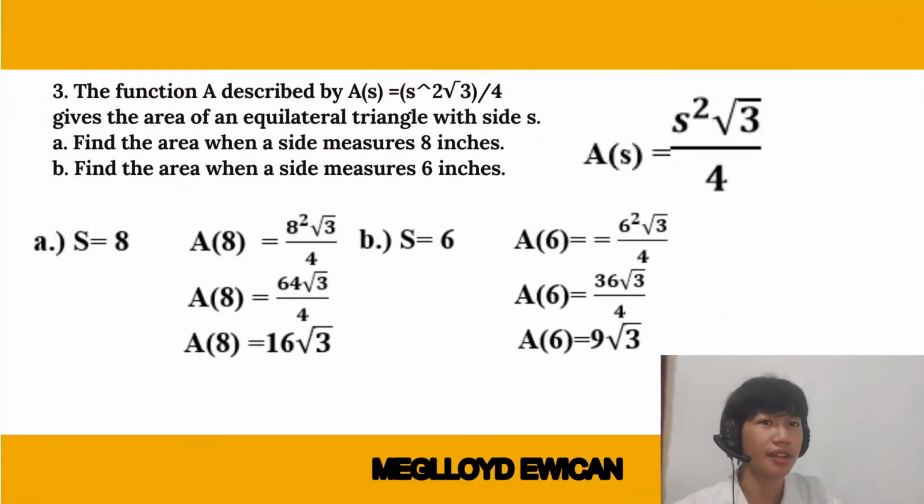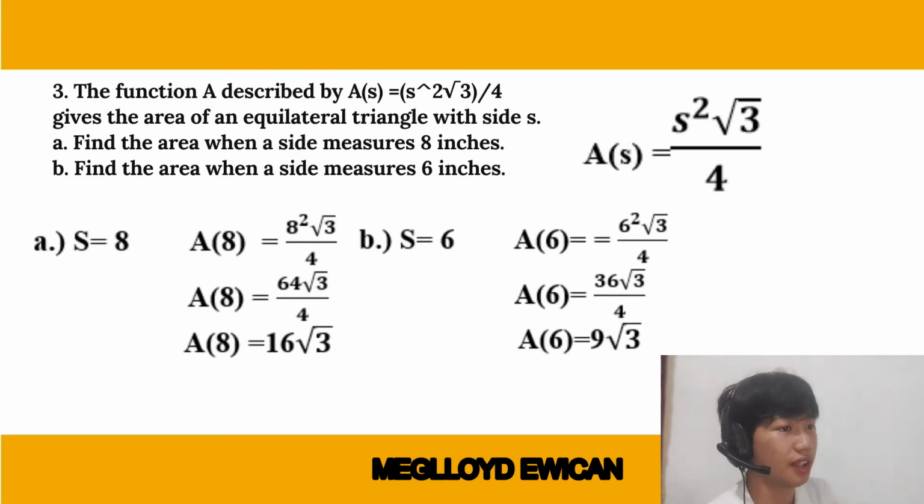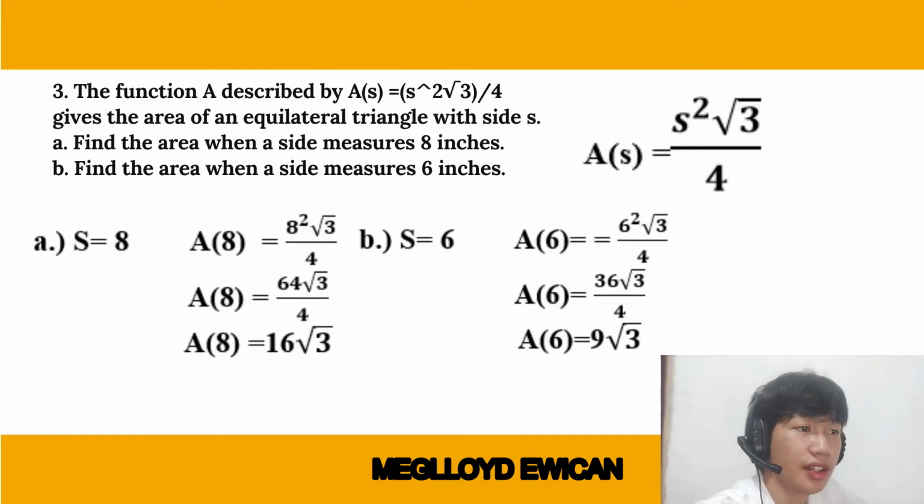Number 3. In this problem, we are tasked to find the area of an equilateral triangle when the side measures 8 inches and 6 inches. Given the formula, A of s is equal to s squared square root of 3 over 4. Letter A. First, all we have to do is substitute s with the given value, which is 8. Since we have 8 squared, we simplify it to get 64.